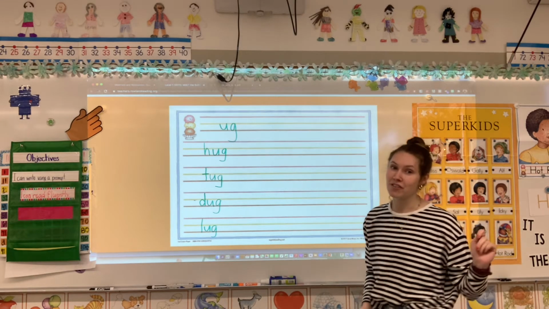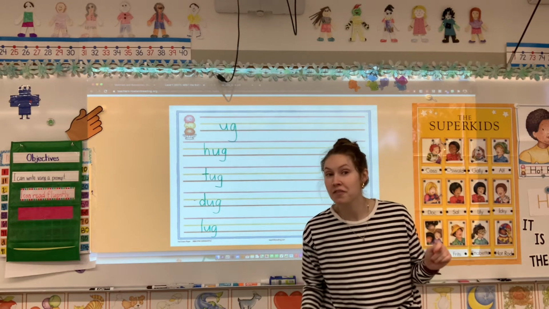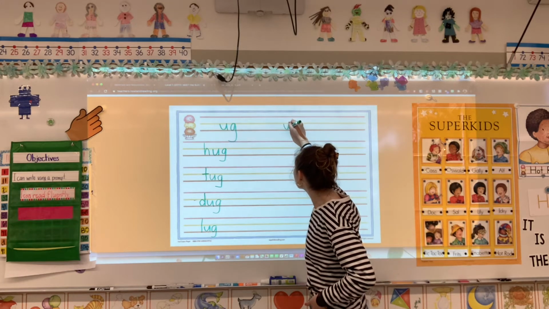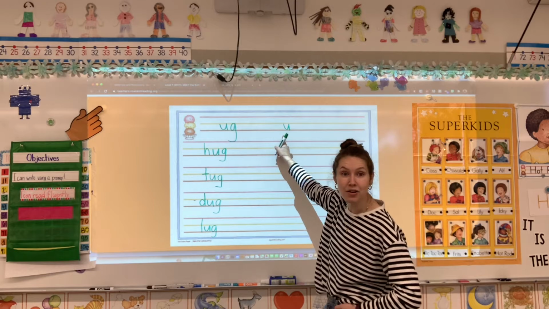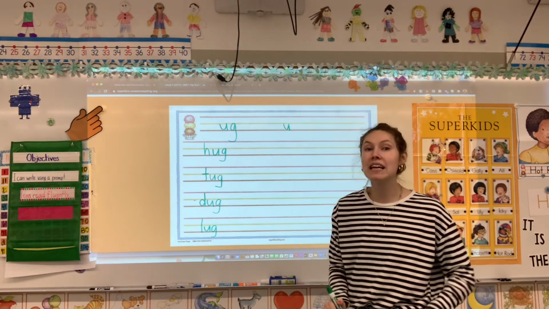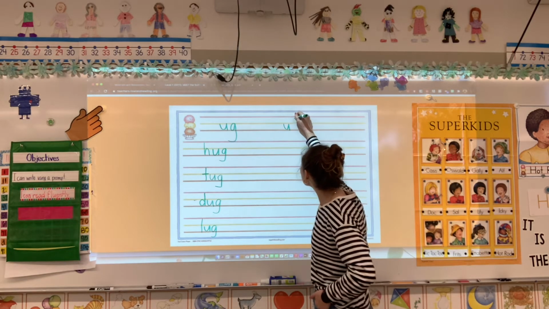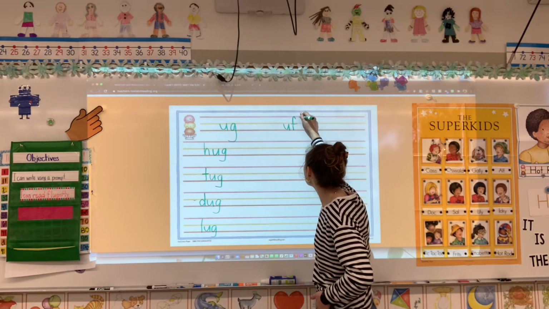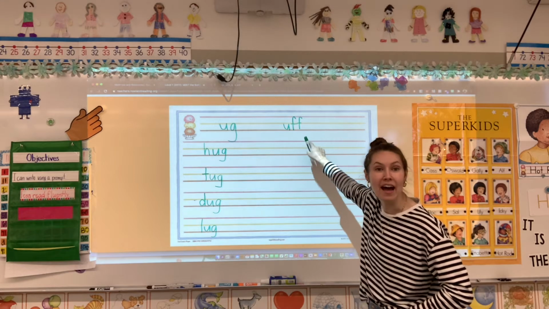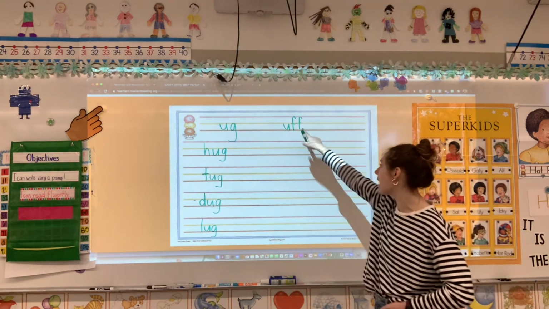Let's try another word family. This time we're going to write words in the UF family. Now with the UF family, we're going to start with that letter U, but this time we have a double letter in the end. What do we hear? A letter F, but like I said, we have 2 of them, so we have a U, F, F. So our words in the UF family are going to have two F's.